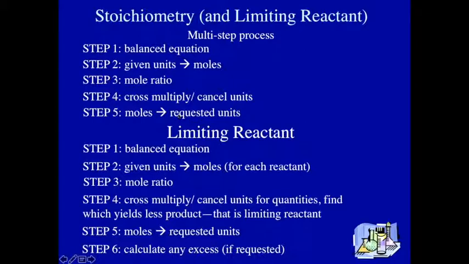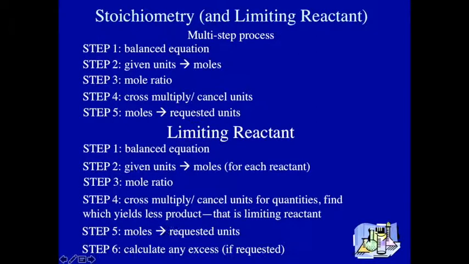Now again, it's very hard to just look at these rules in isolation. Limiting reactant, I've thought about the rules. The first three are very much similar. The fourth one is where we have to do the calculation. I initially said step 3A, but it really probably belongs more in step 4, where you cross multiply and cancel out the units for the different quantities, and that's where you find out which of the reactants will yield less product. That'll be your limiting reactant.